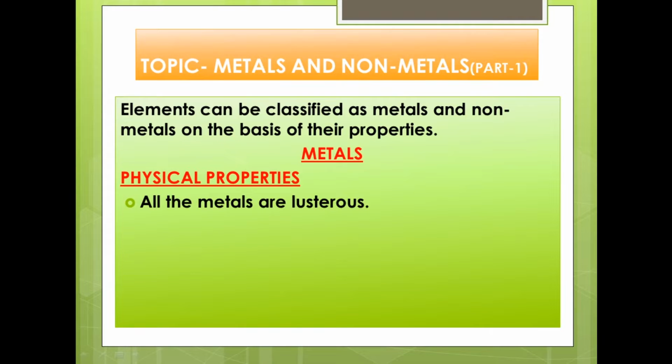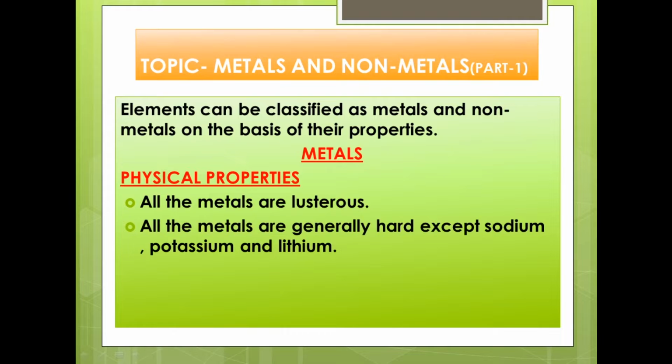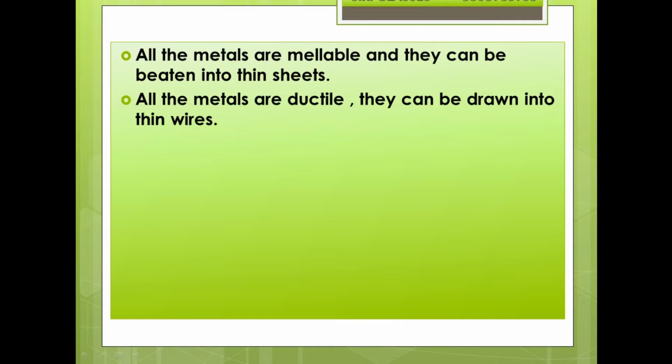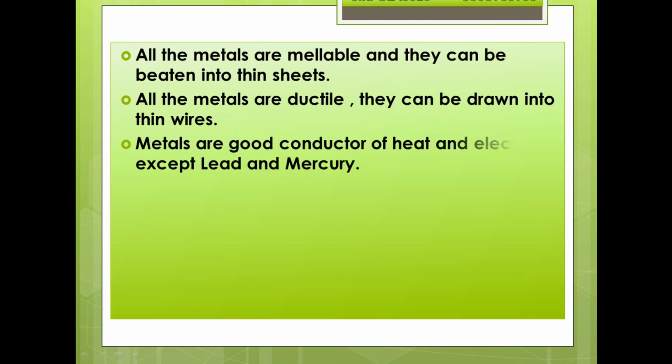Number one, all the metals are lustrous. Two, all the metals are generally hard except sodium, potassium and lithium. Third one, all the metals are solid except mercury. And fourth one, all the metals are malleable and they can be beaten into thin sheets. Fifth one, all the metals are ductile, they can be drawn into thin wire.